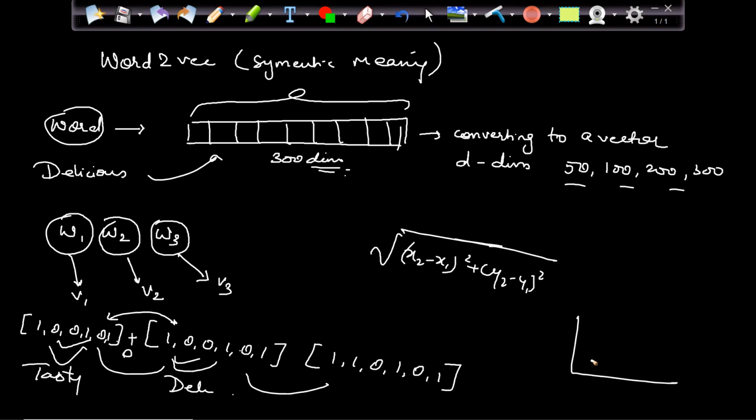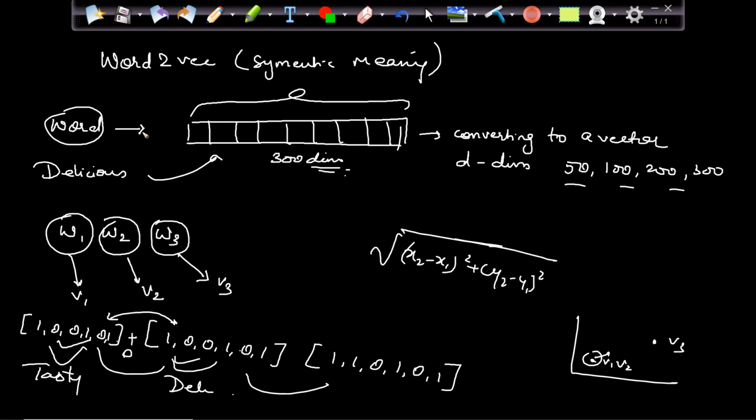So if I plot this in 2-dimensional space, this is my word 1, word 2, or vector 1, vector 2, and this is my vector 3. So here you can see there is no gap between vector 1 and vector 2, no distance. So both are same, or nearby distance, let's say. Then both are of same type. Right, so that is what the idea is.